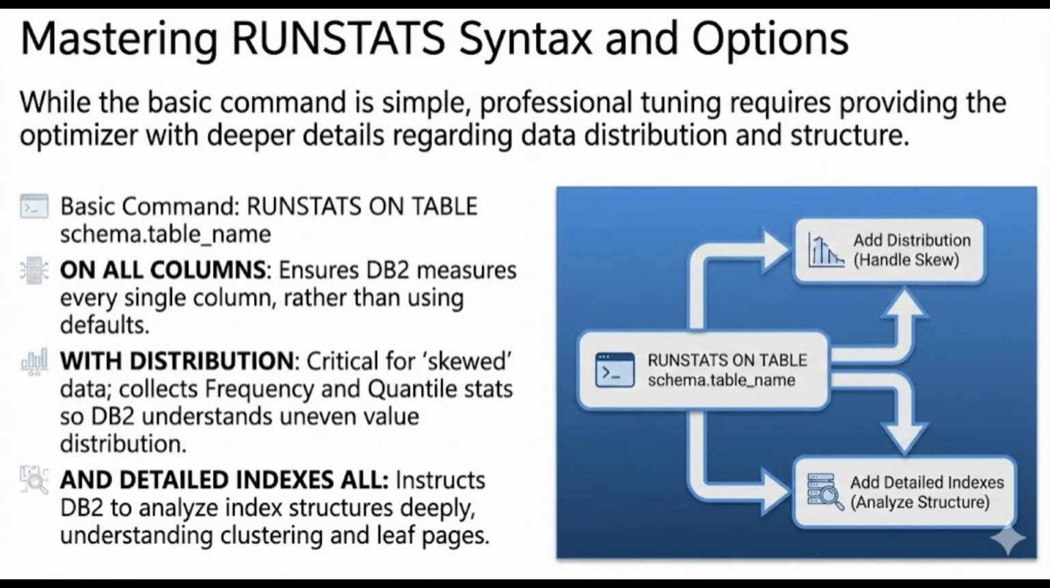This is a game changer. Imagine you have a table of orders with a column for country. If 90% of your business is in the US and 10% is elsewhere, the data is skewed. Without distribution statistics, DB2 assumes the data is spread evenly. When you add with distribution, DB2 collects frequency and quantile stats. It learns that US is very common and adapts the plan accordingly.